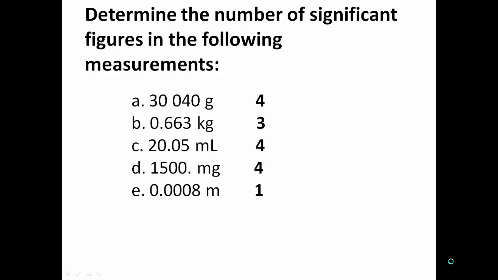In D, because of that decimal point at the end, that last 0 is a sig fig. Count from the first non-zero number, which is 1, to the last sig fig, which is the 0, so you get 4 sig figs. In E, none of those zeros in the front count. Only the 8 is a sig fig. There's only 1. Let's try another problem.